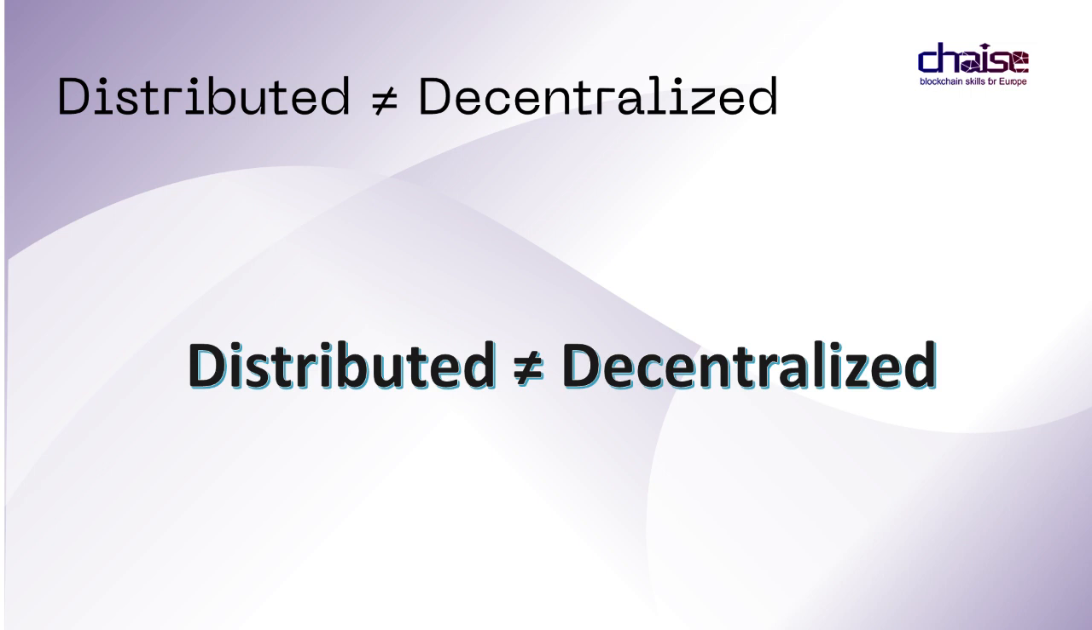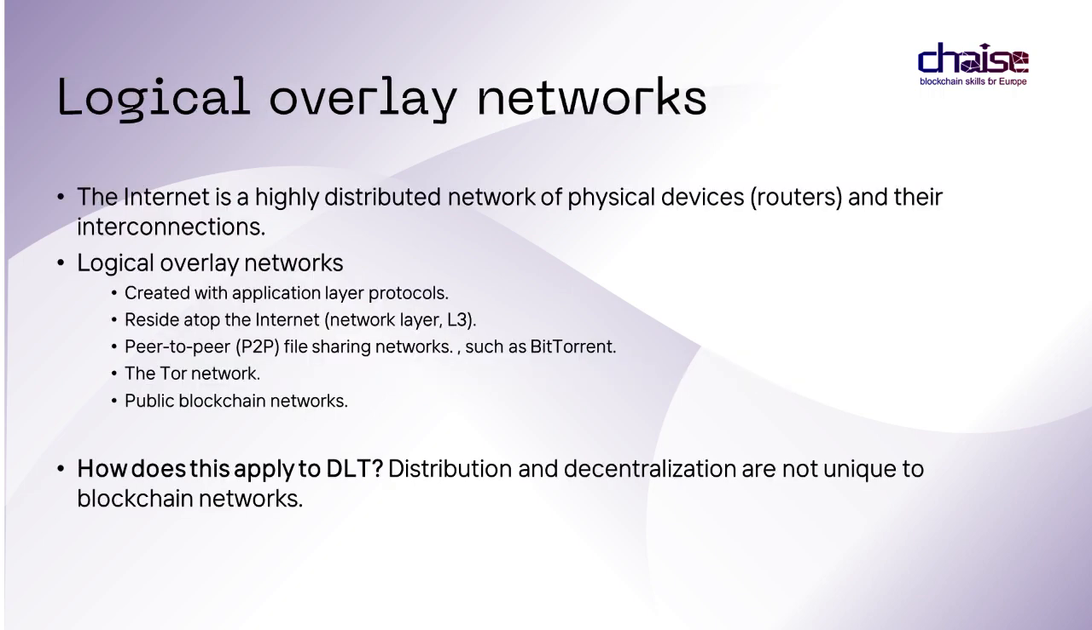How does this apply to DLT? It is essential to clearly distinguish between a system's distribution and decentralization. Distributed nature is the prerequisite for decentralization in DLT. There are many examples of distributed ICT systems because of the favorable features of distribution. The Internet itself is highly distributed.